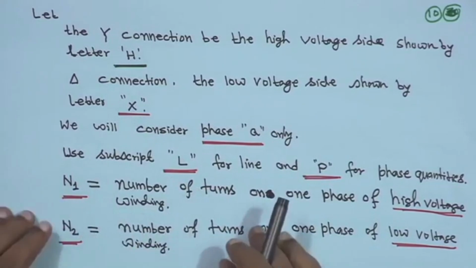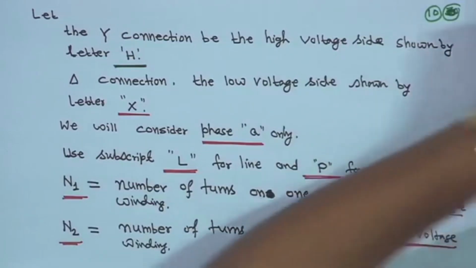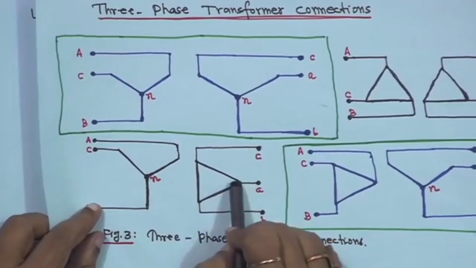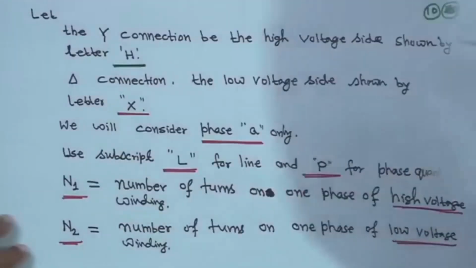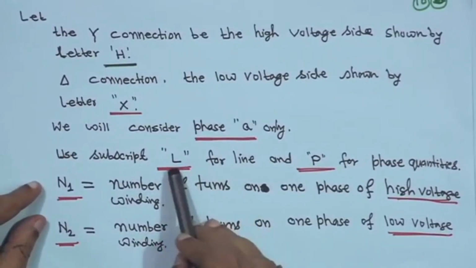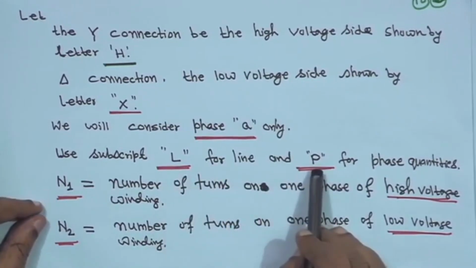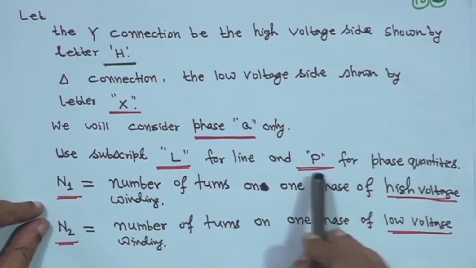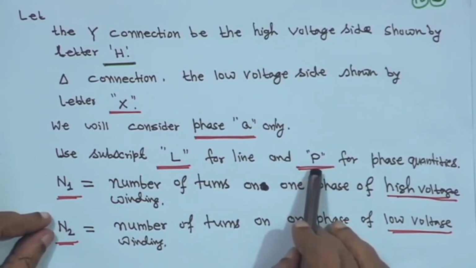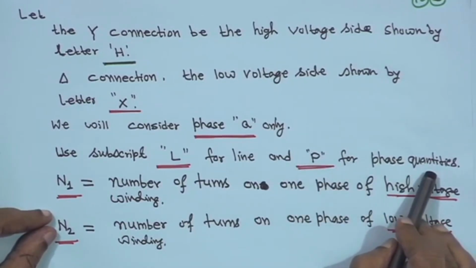That means your star side, the high voltage side, will be represented by H, and the delta side, the low voltage side, will be represented by X. The subscript capital L stands for line, only for this purpose. And capital P is for phase quantities, not for power, just for phase quantities like phase voltage and phase current. It is for this transformer only that P stands for phase quantities, particularly the voltage.